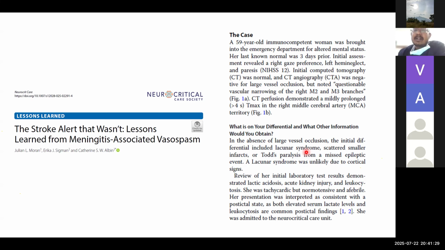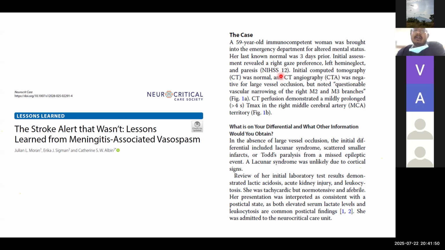So basically, there was a vasospasm of the right M2 and M3 branches that resulted in the stroke, where she had right gaze preference, left hemineglect, and paresis. So this was a result of vasospasm in acute bacterial meningitis. It presented as a stroke because of vasospasm.